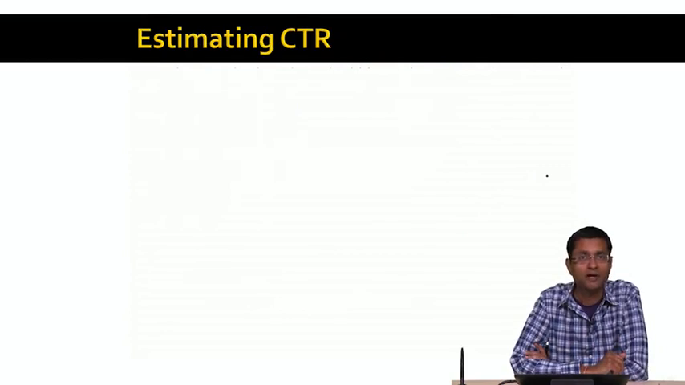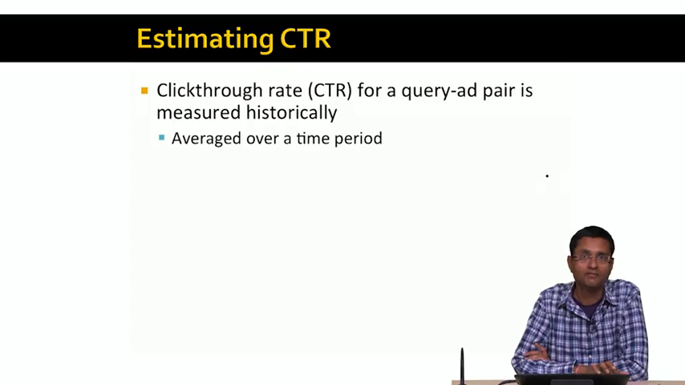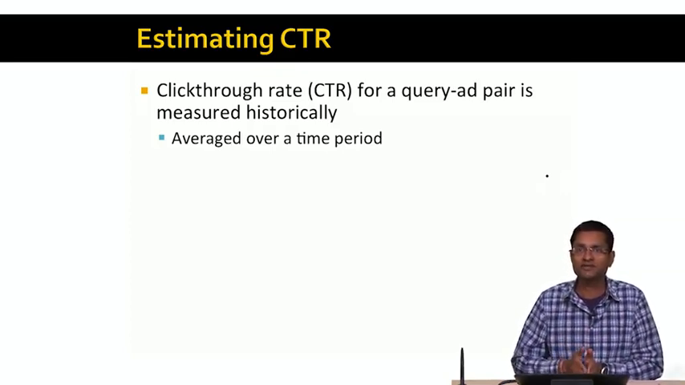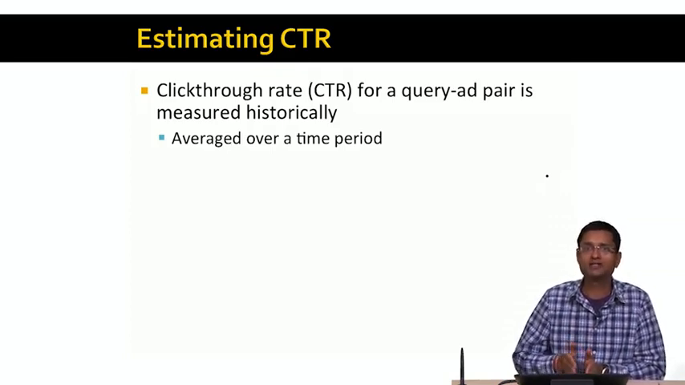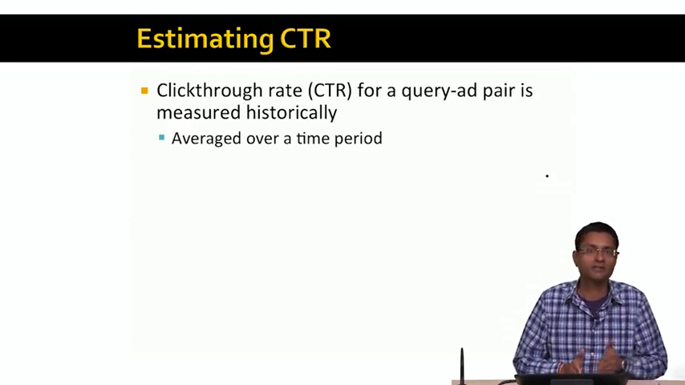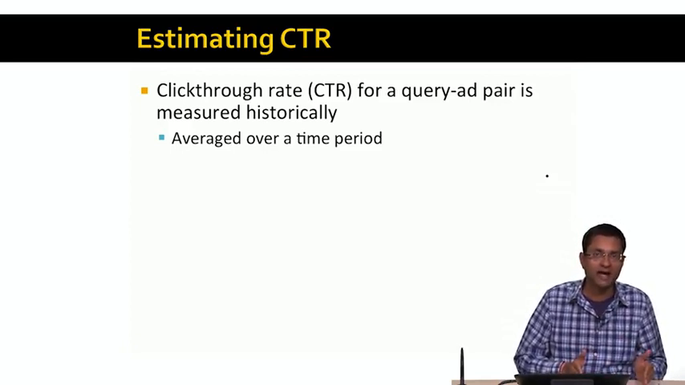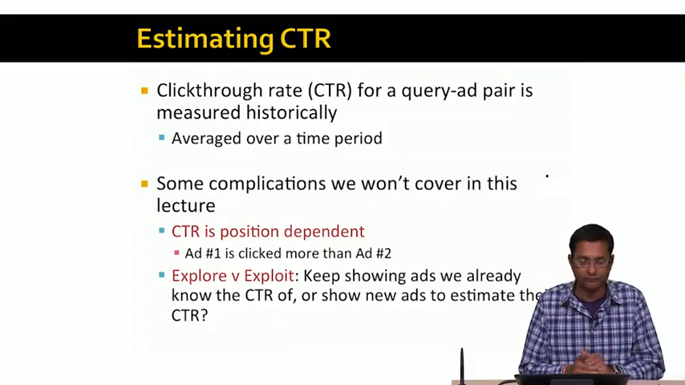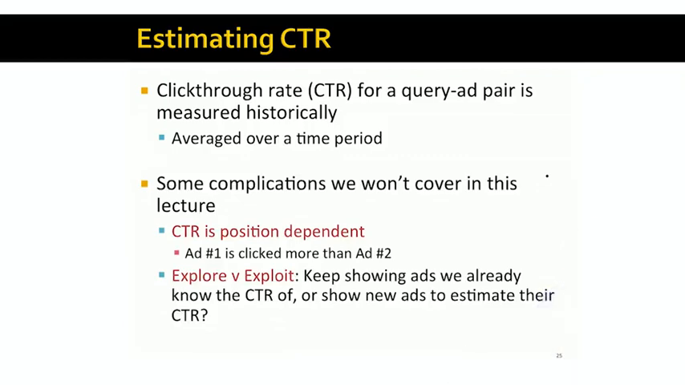So look at the problem of estimating the click-through rate of an ad. Now, this looks like a very simple problem. All we have to do is to measure the click-through rate of a query ad pair historically. We just have to show an ad a large number of times, right? Let's say 1,000 or 10,000, and we have to measure the number of clicks for that query ad pair, and then we have the CTR for that query ad pair. And so far, so good. This is in fact the right way to do it, but there are a couple of challenges which we actually won't have time to cover in this lecture.